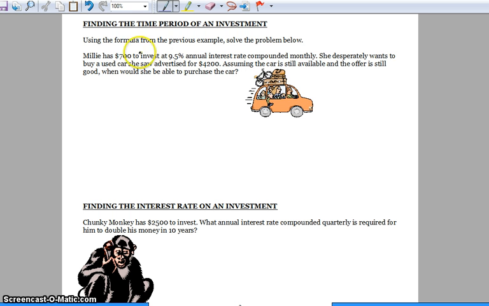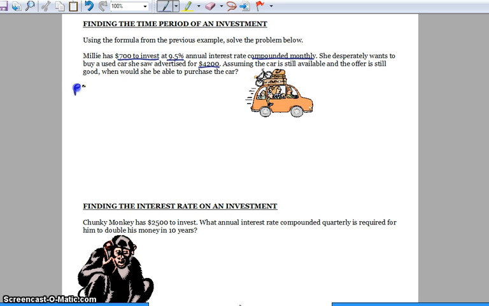It says Millie has $700 to invest at a 9.5% annual interest rate, compounded monthly. She desperately wants to buy a used car she saw advertised for $4,200. Assuming the car is still available and the offer is still good, when will she be able to purchase the car? So let's write down what we have.